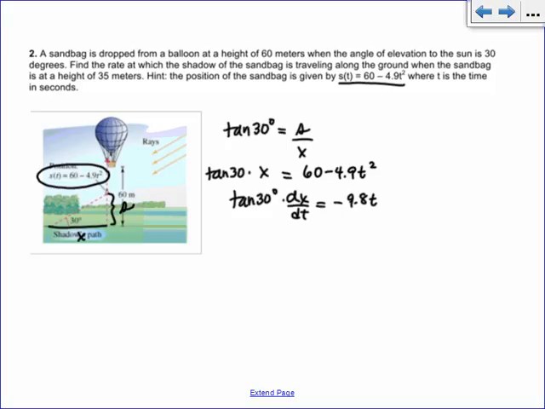So we want to know when the height is 35 meters. Well, we can find out: 35 equals 60 minus 4.9 t squared. We can solve for t and then plug that in here. And then the dx over dt is what we're solving. So we get our t, we plug it in here, and then we finish it out.